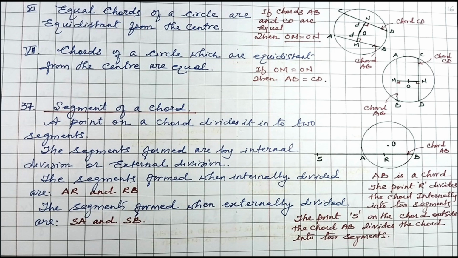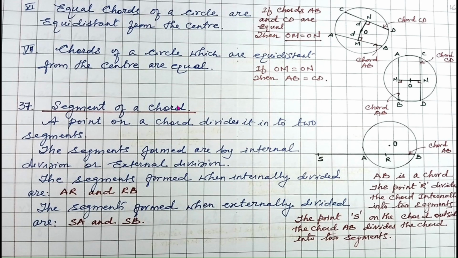Now coming to the next important property, equal chords of a circle are equidistant from the center. If chords AB and CD are equal, then the perpendicular distances from the center, that is OM and ON, are equal. So remember that. Now chords of a circle which are equidistant from the center are equal. So if there are two chords which are equidistant from the center, then the two chords are equal. That means if the distance OM is equal to ON, then chord AB is equal to chord CD. So that is what you have to remember.